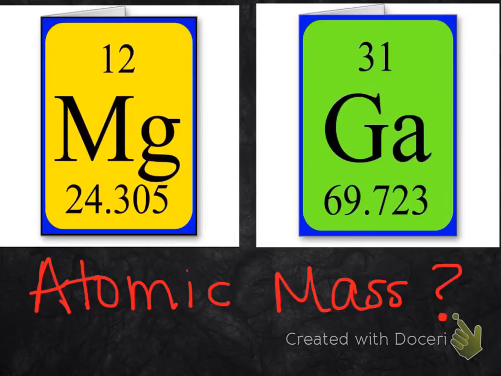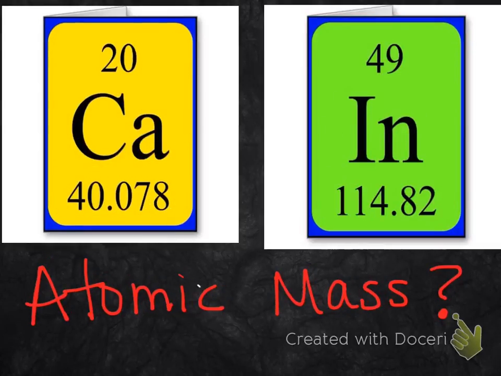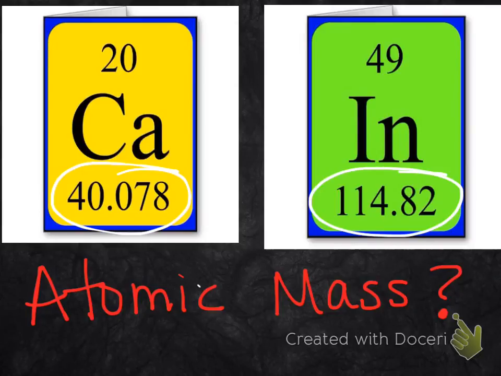Okay, so let's take a look at these. Just by looking at an element card, you need to be able to identify the atomic mass. So the atomic mass for magnesium, you need to be able to look at this and say 24.305. That's the atomic mass. For this one, you need to be able to look at that and say 69.732. That's the atomic mass. Okay? Now, same thing here. Remember, it is always the decimal number. It's always the larger number.